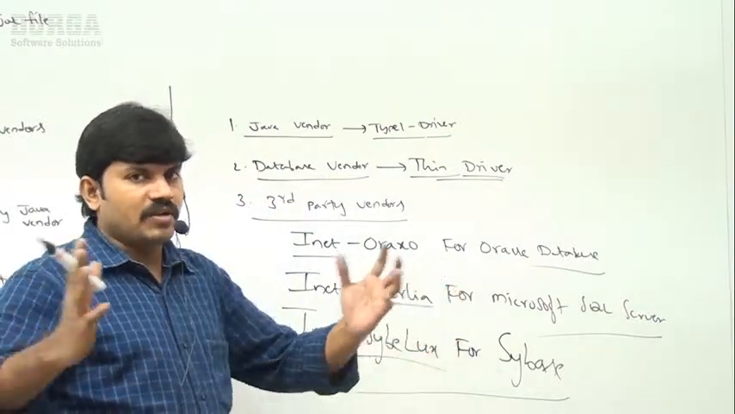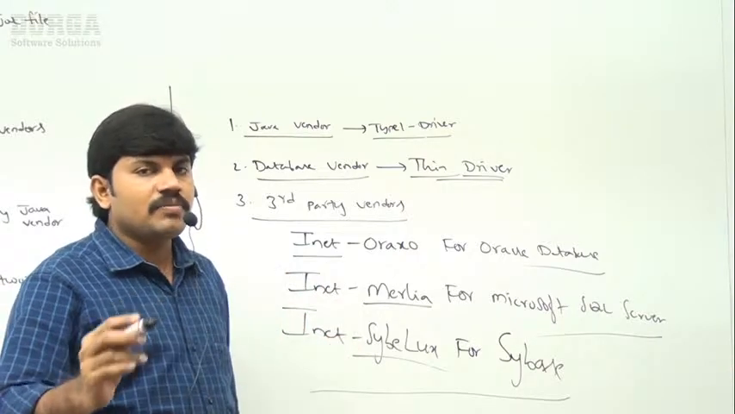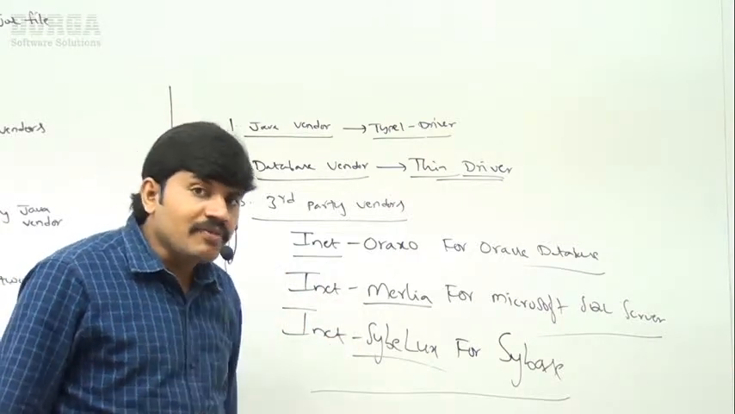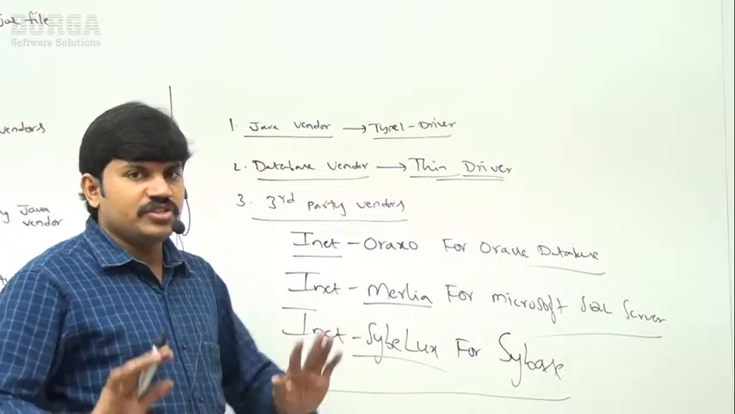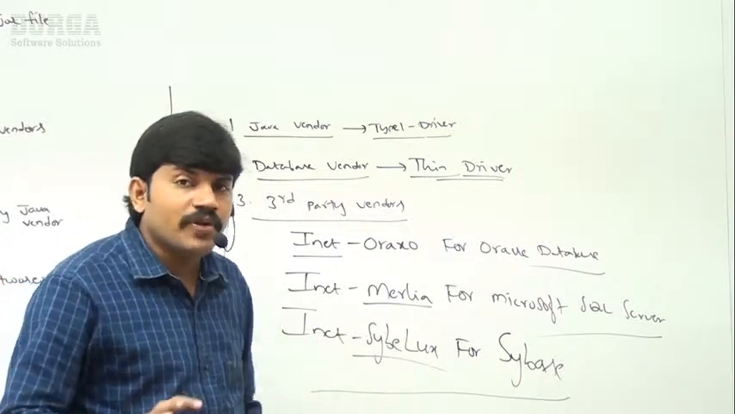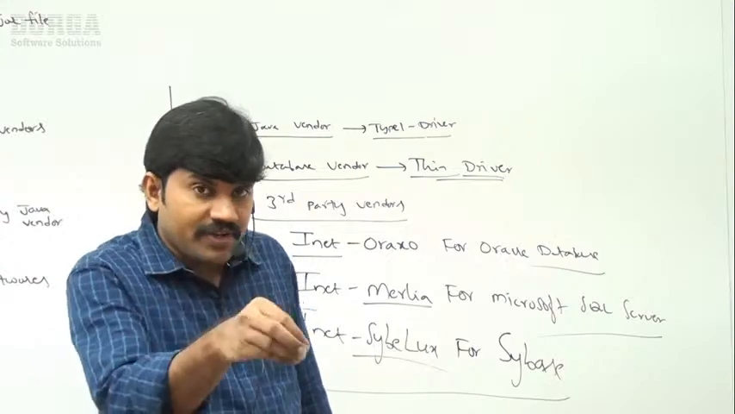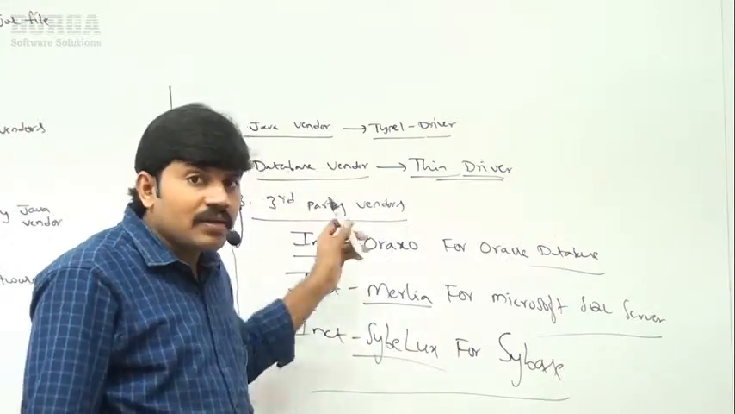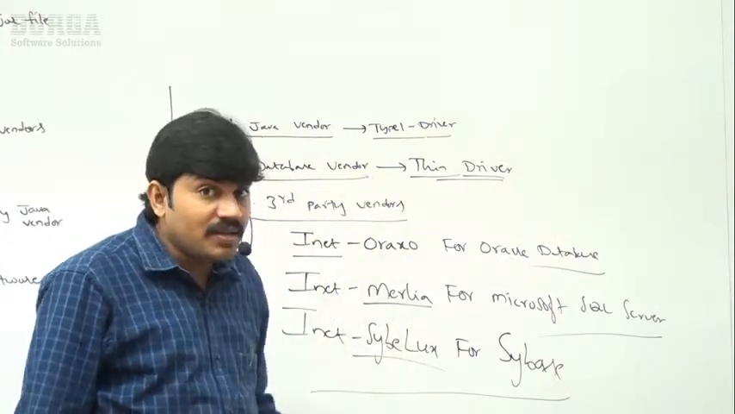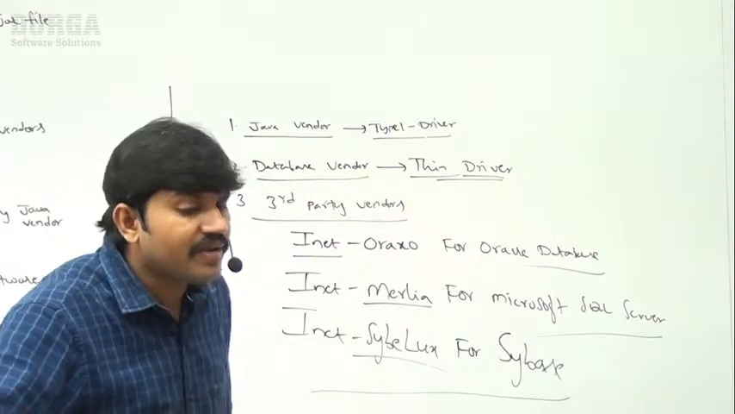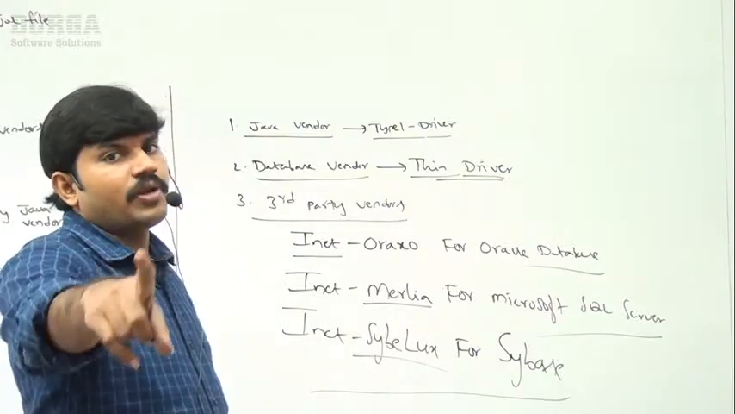So what is a driver software? A collection of classes, the implementation classes of the JDBC API. Next, a driver software is available in the form of a jar file. Driver software is provided by multiple vendors: the Java vendor, next the database vendor, and a third party vendor. Can you give an example of Java vendor provided driver software? Type 1 driver software.